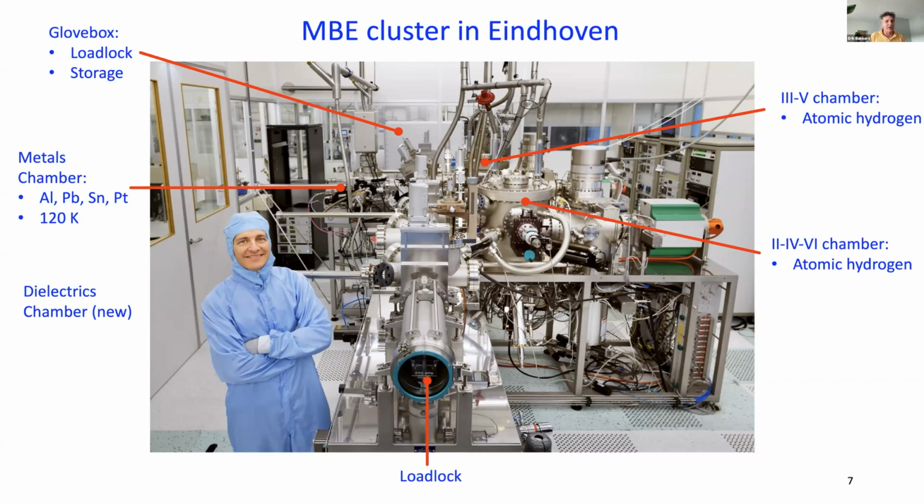And then the chamber which was actually not yet on this photo, but here we have chamber number 4, in which we have dielectrics. So when we have finished the device fabrication under ultra-high vacuum, we can cap, in principle, the whole structure with a dielectric to protect it from getting polluted from water, for instance.